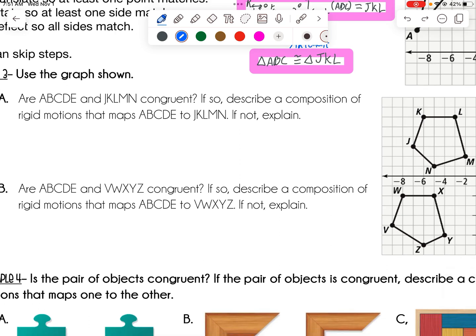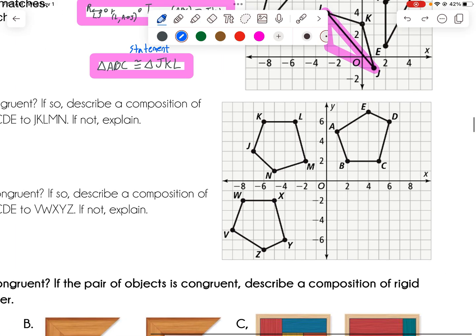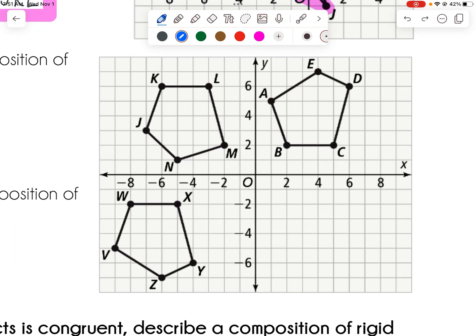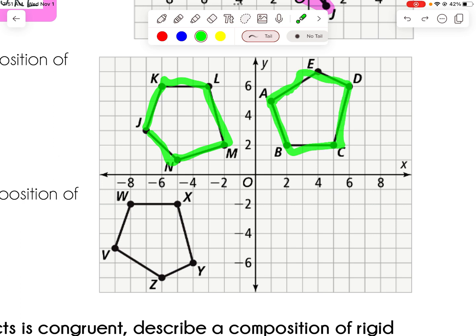Are A, B, C, D, E, and J, K, L, M, N congruent? Pause real quick before I give you the answer and before I go through it with you. All right. So hopefully you paused the video and you were able to take a look at this. Now, I want to know if JKLMN and ABCDE are congruent. Now, in order to determine if they're congruent, I just want to look for sides that may not match up. And I can see a simple side that doesn't look like it matches up.